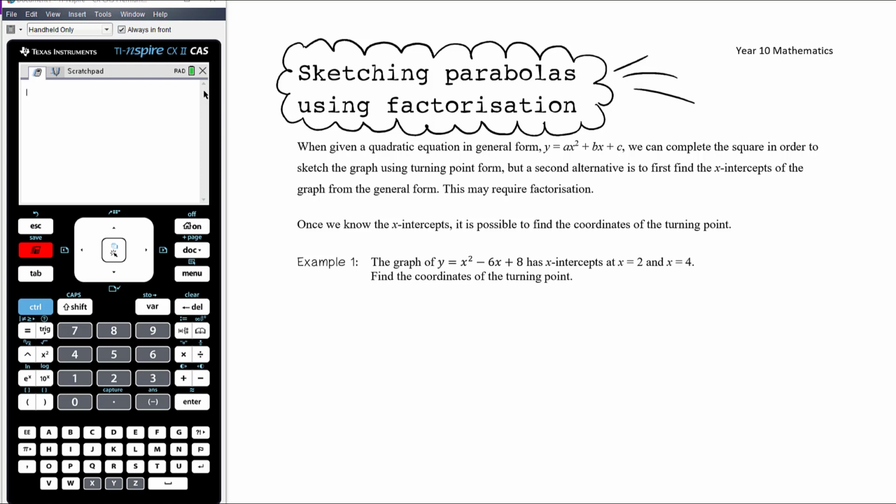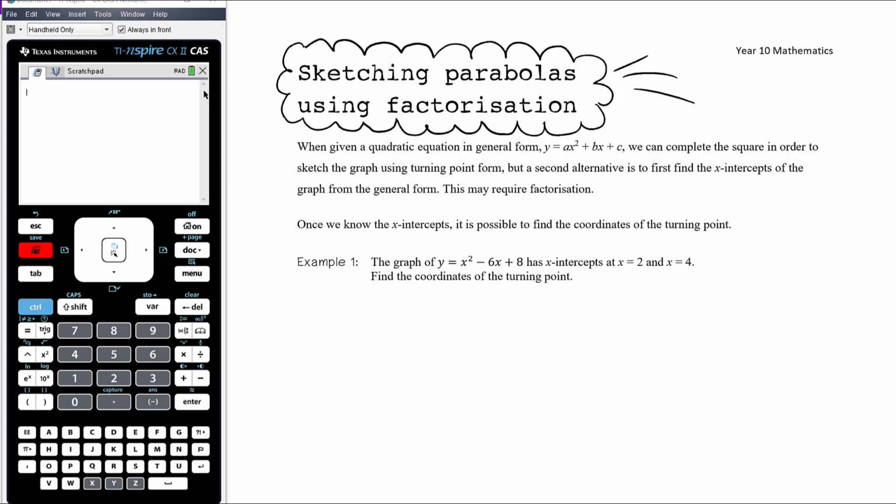Okay, so today's video, we're continuing to look at sketching parabolas. Over the previous two videos, we first looked at sketching a parabola when the equation is given in turning point form. In the video after that, we then looked at sketching a parabola when the equation is not given in turning point form, but we did that by converting to turning point form using completing the square.